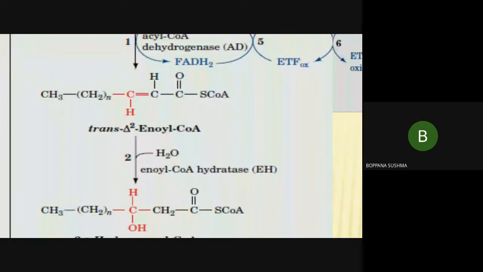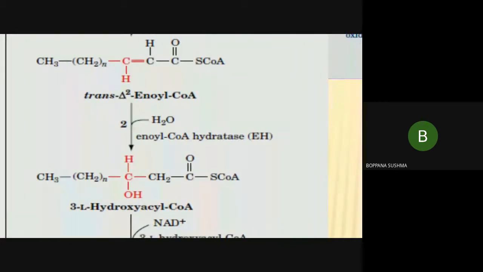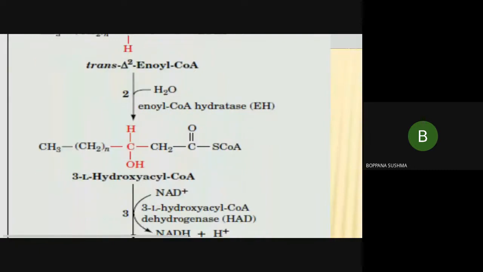So trans delta 2 acyl CoA undergoes hydration by the enzyme hydratase, or acyl CoA hydratase, or simply hydratase. Trans delta 2 acyl CoA undergoes the hydration reaction by the enzyme hydratase to form beta hydroxy acyl CoA, or 3L hydroxy CoA. Simply, beta hydroxy acyl CoA. You put beta hydroxy acyl CoA, not 3L.